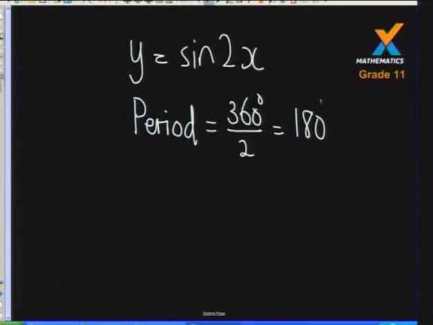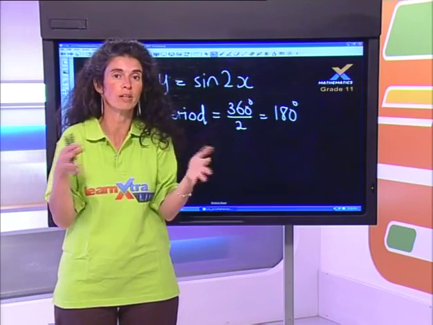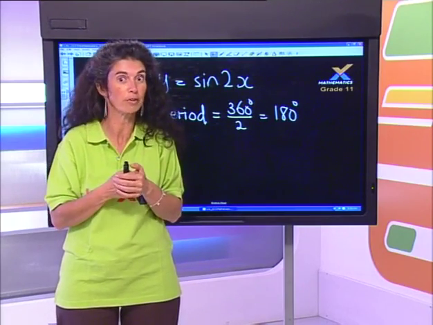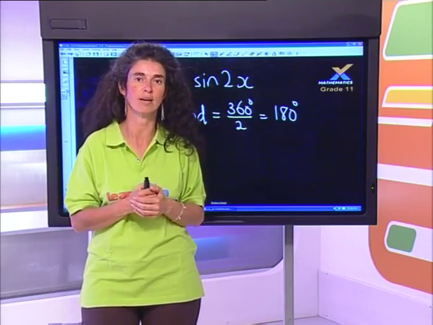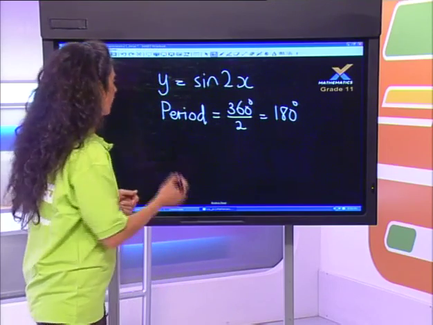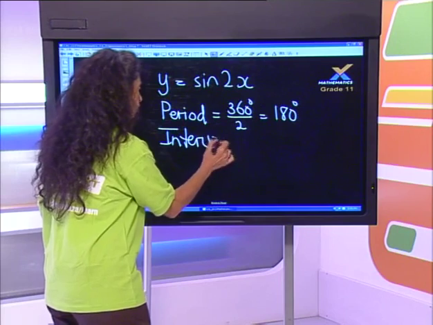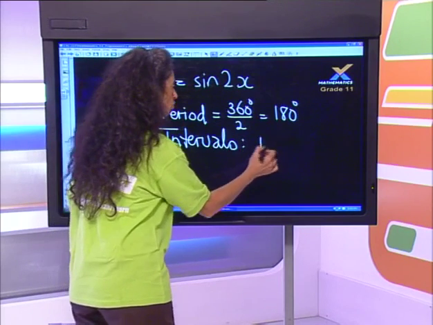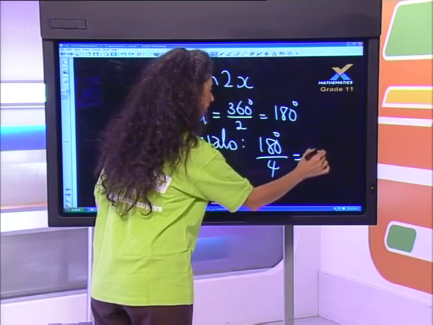Okay, what do we do after 180 degrees? Is 180 degrees good enough information for me to be able to determine where the maxima and minima are? No. I need to find the critical values at which these x-intercepts and maxima and minima are happening. So I need to find the intervals. And the intervals, there are 4 of them I need to plot. So it's 180 divided by 4, which is 45 degrees.